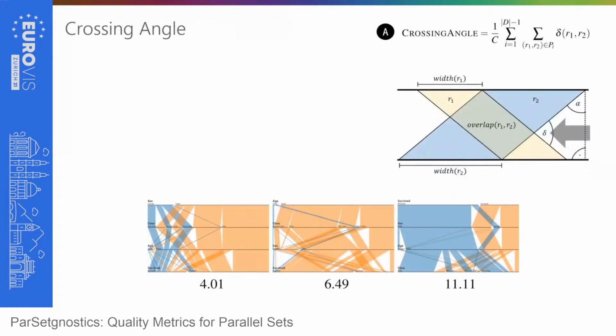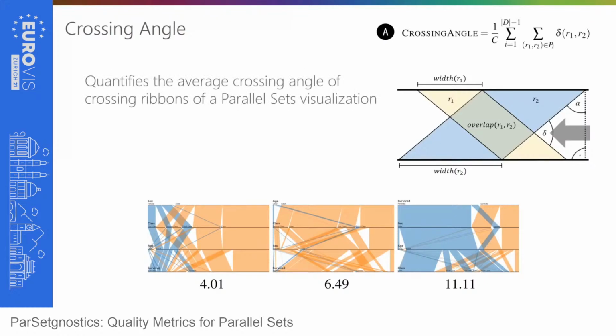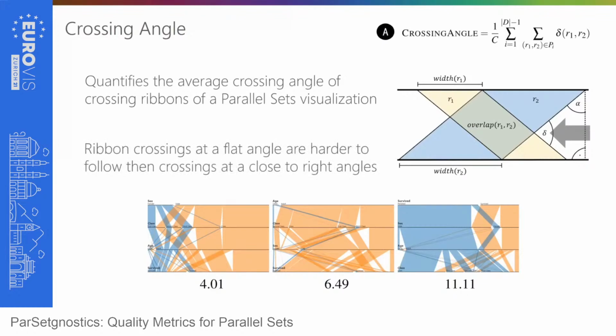The fifth category ordering dependent metric is the crossing angle metric. For this metric, we quantify the average crossing angle of crossing ribbons for parallel sets visualizations. Here we use the angle delta to determine the crossing angle. A high average crossing angle makes ribbons easier to follow, while a flat angle makes ribbons harder to follow. This effect can be observed in the example here, where a low crossing angle creates more close ribbons, while a higher crossing angle separates them.